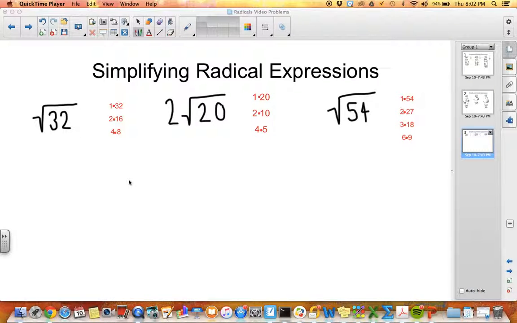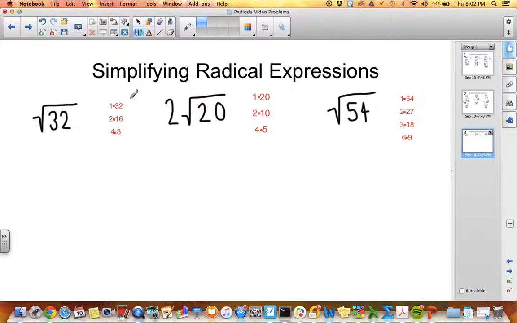This is a video to show you how to simplify radical expressions. So we're going to start with the square root of 32. Remember, the first thing we have to do is list out all the factors. I already did this ahead of time to save us time. So I have 1 times 32, 2 times 16, and 4 times 8.